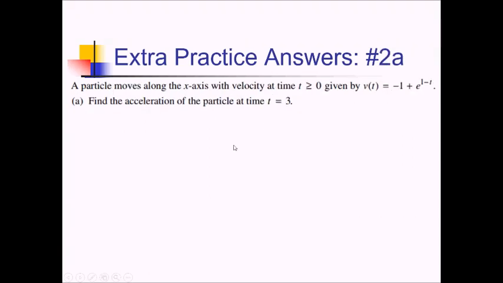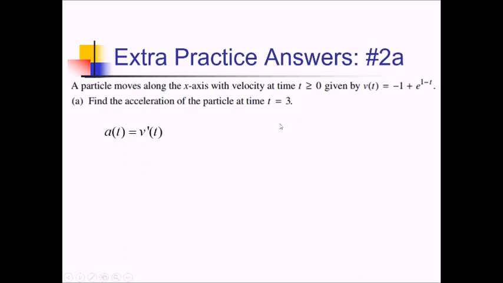For this no calculator free response problem, we've got a particle moving along the x-axis with a velocity for positive or 0 times given by this v function here. We want the acceleration of the particle at time 3 as the first task of this problem. So acceleration is just the derivative of velocity, and we have the velocity right here. So I just need to take the derivative of this, so I'll write a of t equals v prime of t, and then I just need to plug 3 into that.